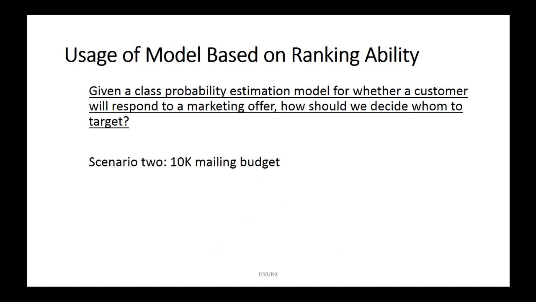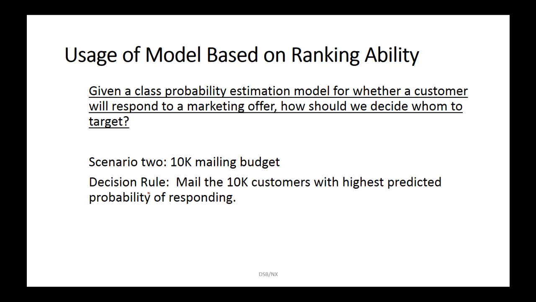Now let's move on to scenario 2, where instead of having an unlimited budget, we only have $10,000 for mailing. Remember, the mailing cost for each customer is $1. So now just pause a little bit and think about how scenario 2 is different from scenario 1. In this case, it seems reasonable that we should mail the top 10,000 customers with the highest predicted probability in hope of getting the most responses.